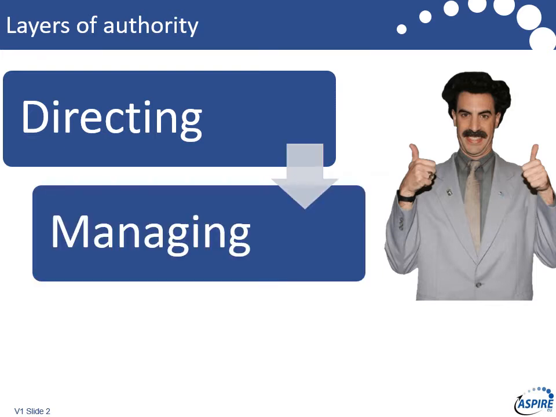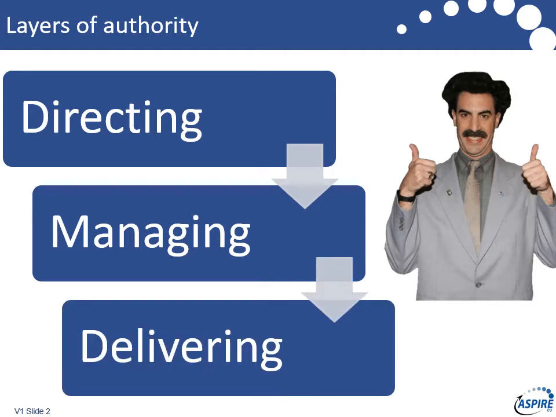Then we've got the management layer. That's where our project and program managers are working. And it's there where we are making decisions day to day around the actual project delivery. So directing is about setting the direction, managing is about keeping the whole thing coherent and under control.